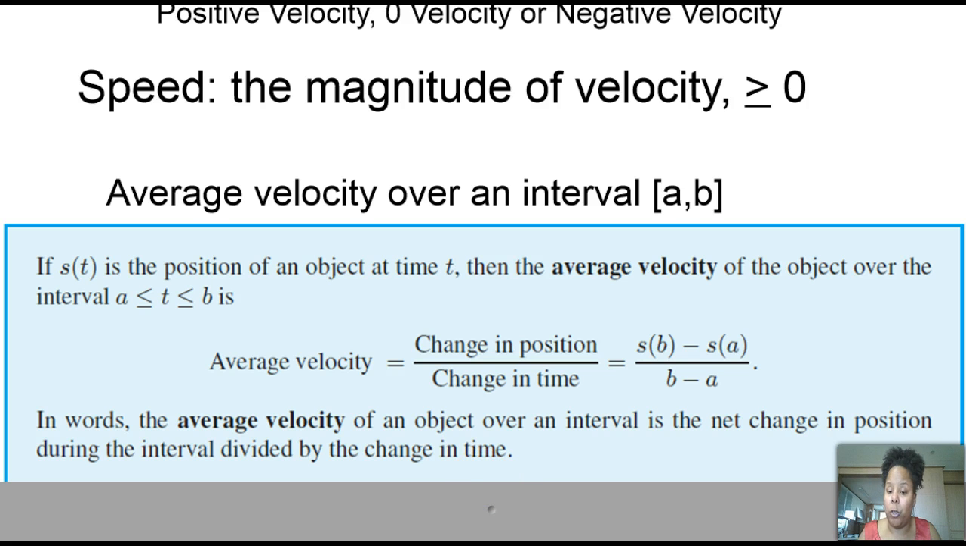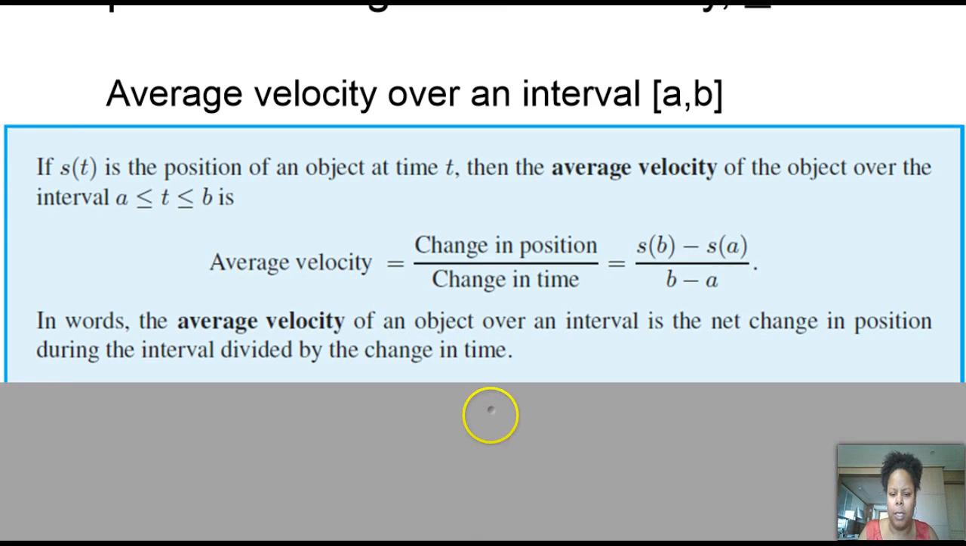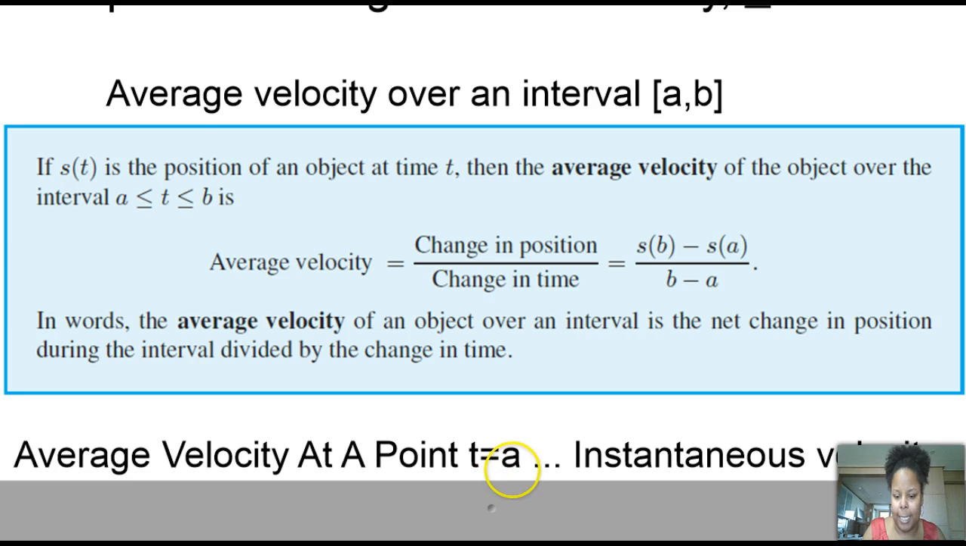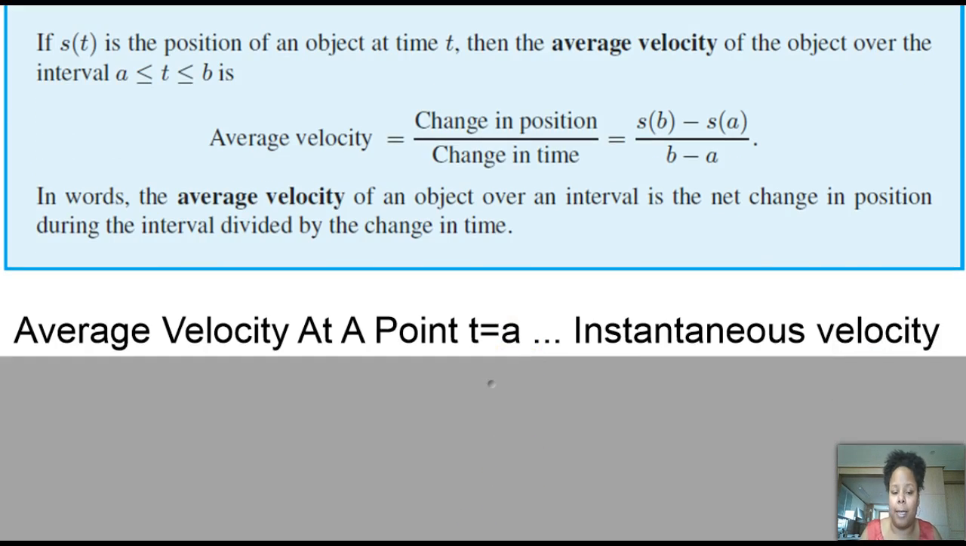And it should be very familiar to you because it looks very much like a difference quotient that we've been working with for a long time, which involves change in y values over the change in the x values. So to represent that, it's easy to see. And in that case, let's take a look at the different type of velocity, not over an interval, but at a point, a particular point in time. Let's call it a. And we call this type of velocity instantaneous velocity.